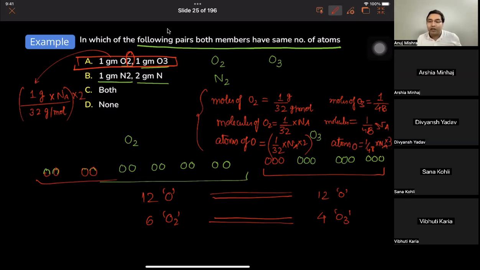So tell me, 2 by 32 is the same as 3 by 48. Do you agree on this? 2 by 32 is 1 by 16. 3 by 48 is also 1 by 16. So you get both answers the same. It has to come out the same. There is no doubt about it.